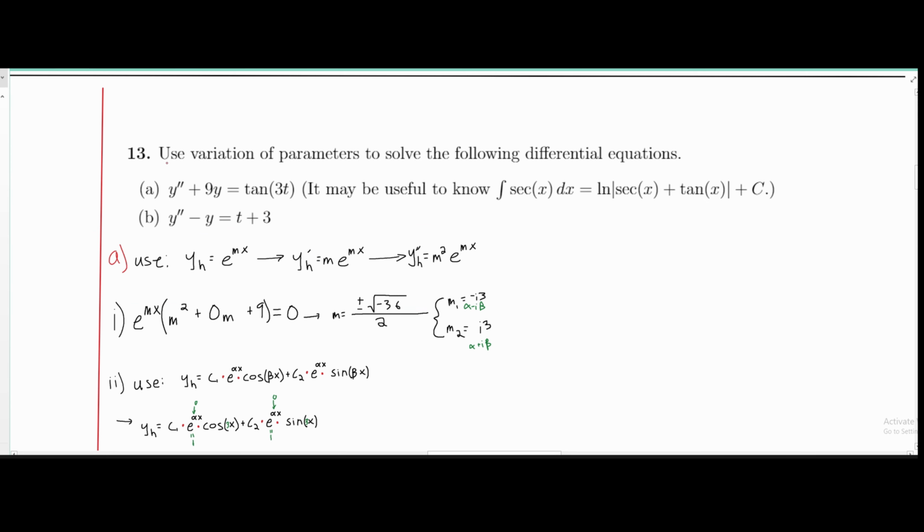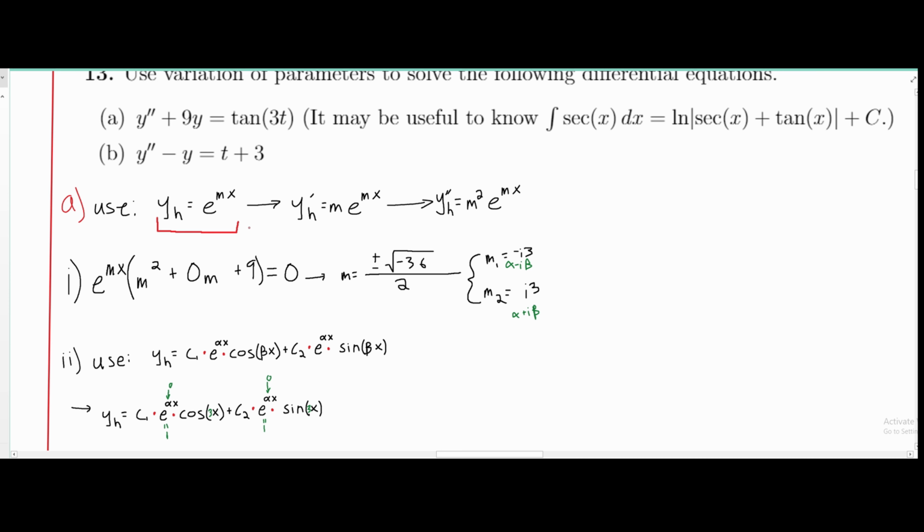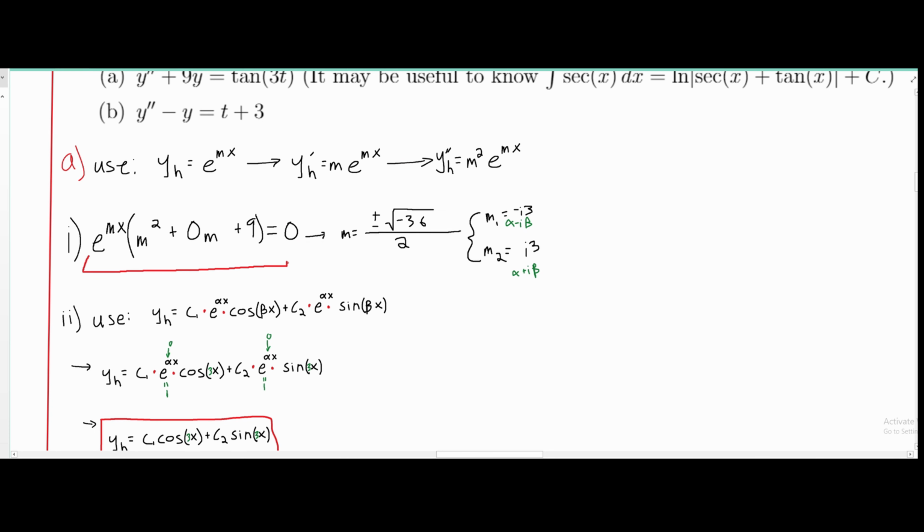For number 13, we're asked to use variation of parameters to solve the following differential equations. First, we're going to look at A, and we need to solve for the general solution, and then we need the particular solution. First thing that we're going to do is use this to find our y general solution. We have to use this yh and take the derivative of it twice. After we do that, we get this right here.